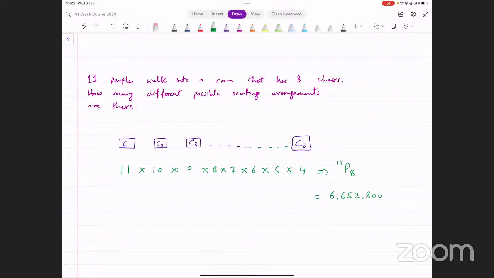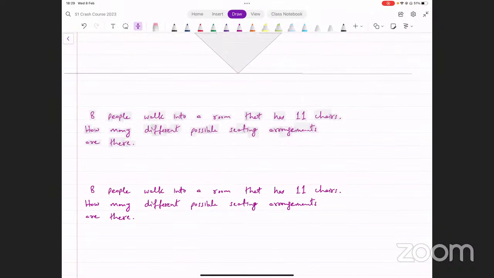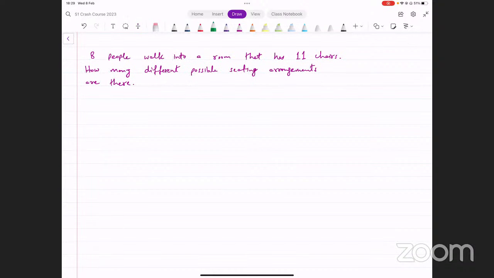Now, let's think of another example. Very similar to this, but now let's say we've got 8 people who walk into a room that has 11 chairs. So we have reversed that thing. Earlier we had 11 people and 8 chairs. Now we've got 8 people and there are 11 chairs available there. How do we think about this thing? 8 people and 11 chairs.